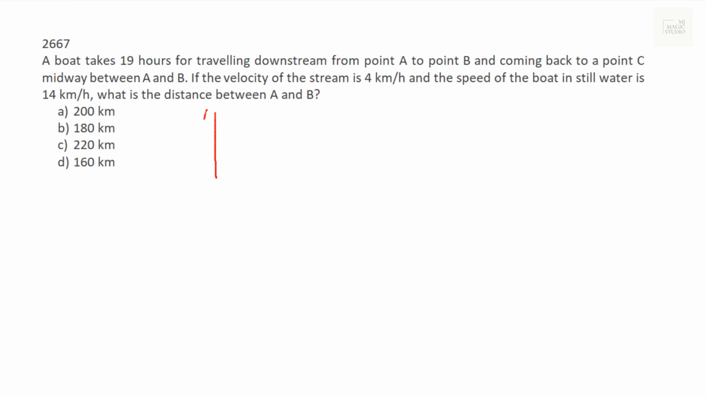It is going downstream from A to B and then coming back to C upstream, which is midway. If the velocity of the stream is 4 km per hour and the speed of the boat in still water is 14 km per hour, what is the distance between A and B? Now, as far as speed is concerned with stream and boats, let the speed of the boat in still water be m and the speed of water or the stream be w.